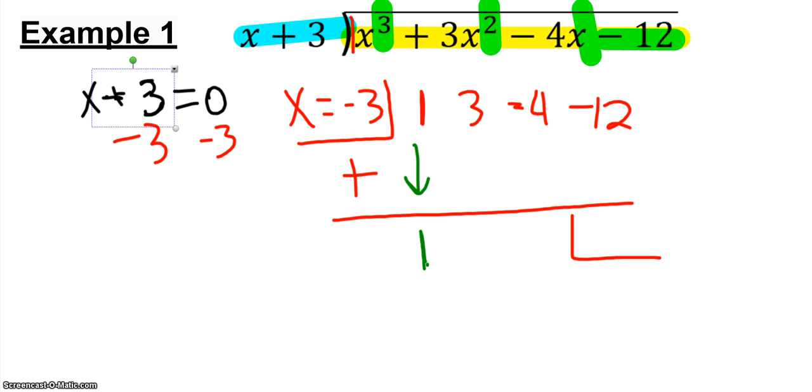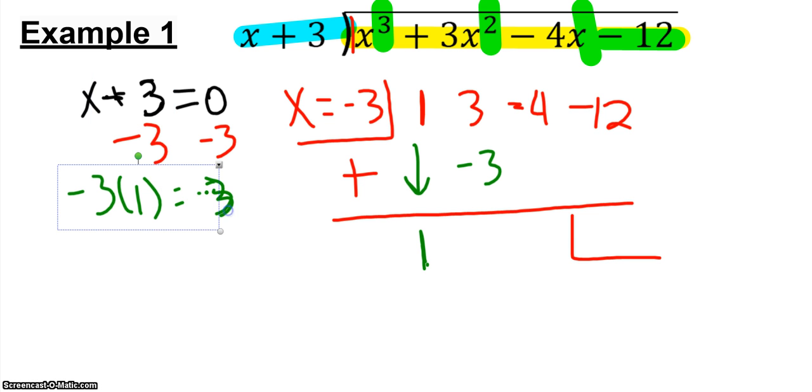So negative 3 times 1 is negative 3. Now I'm going to add, let me write over here to the side so you'll see what I did. I did negative 3 times 1, negative 3. Okay, because it's kind of ugly, but oh well. Alright, now you have 3 plus negative 3. That's 0.